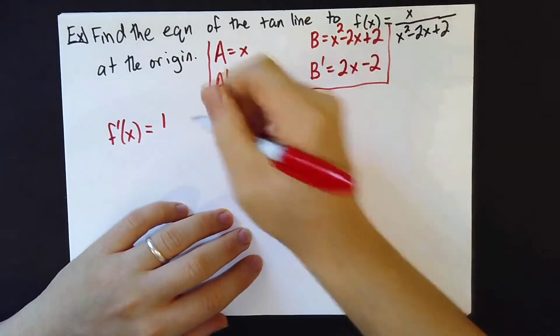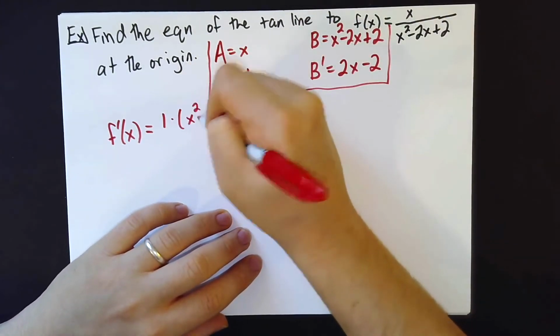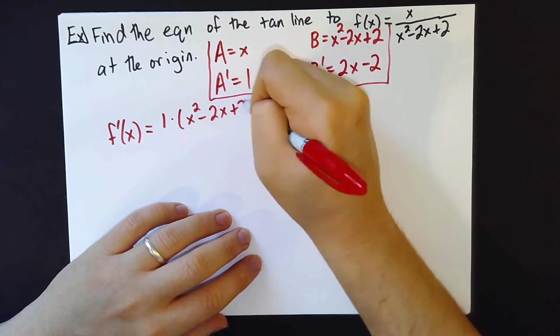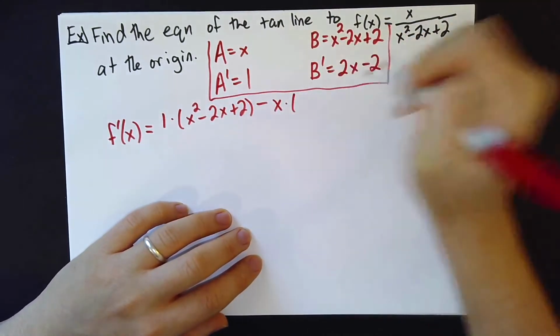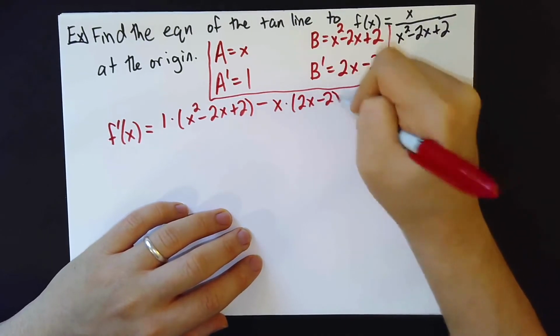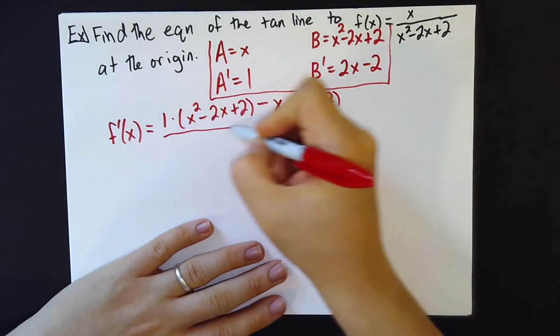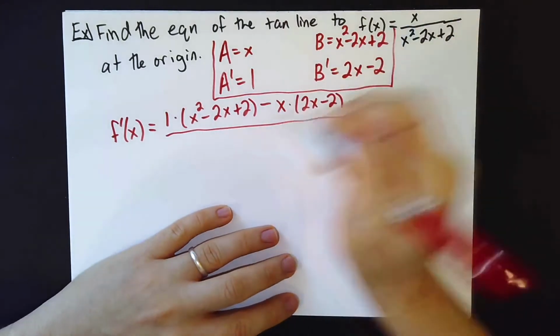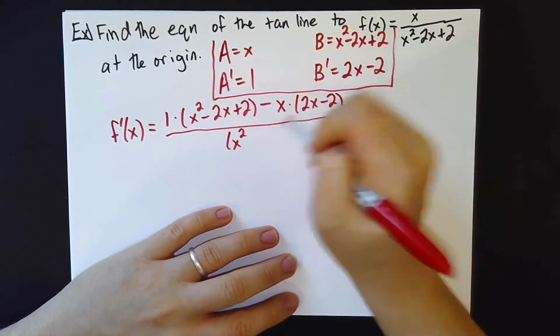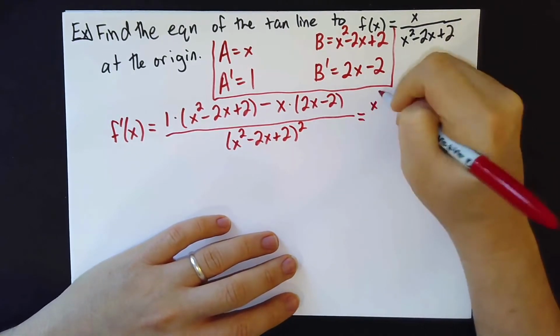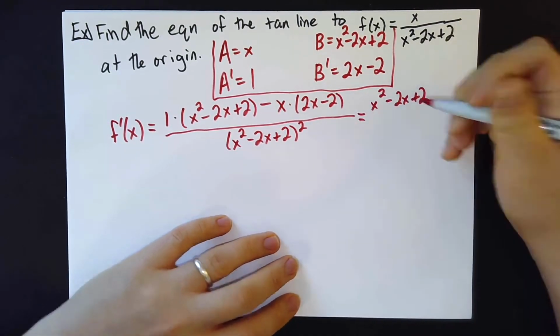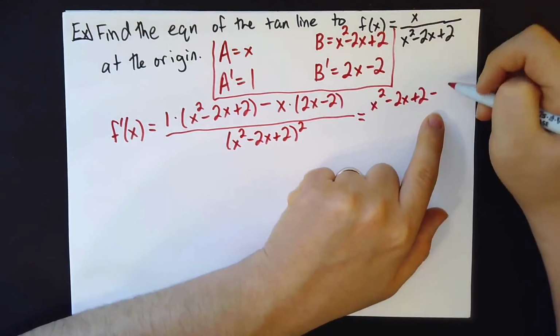is a prime times b minus a times b prime. And this is all divided by b squared. Let's simplify this a bit.